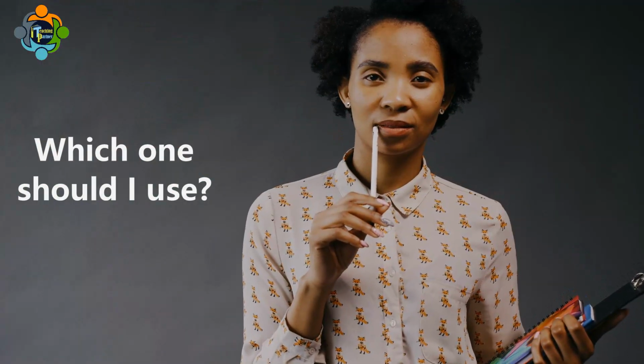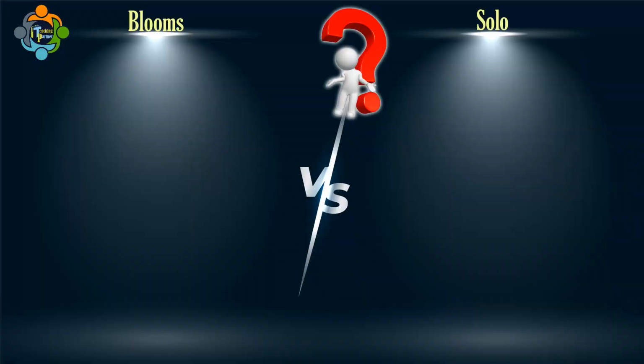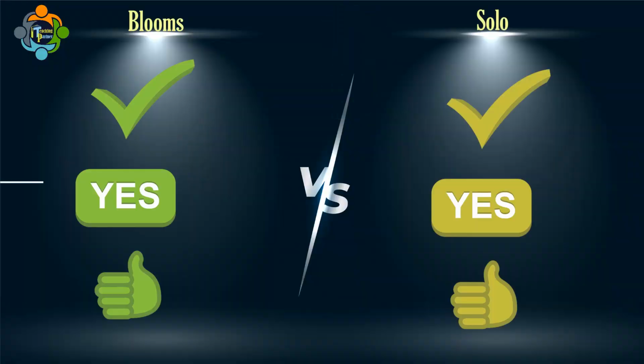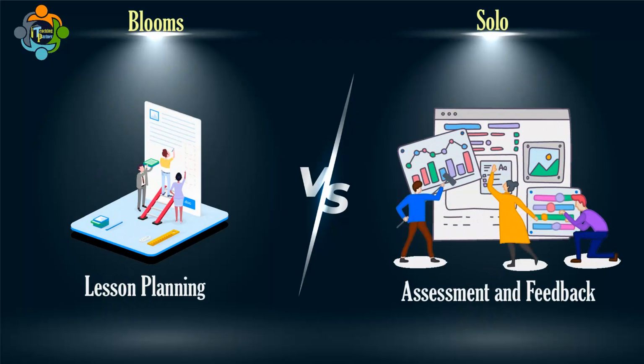Now you might be asking, as an educator, which one should I use? The beautiful thing is that you don't have to choose. They actually complement each other wonderfully. Think of Bloom's as your lesson planning tool. It helps you design activities that target different thinking skills. And then think of Solo as your assessment and feedback tool.